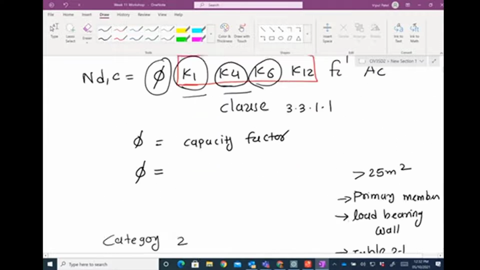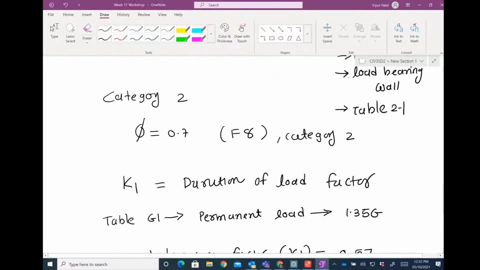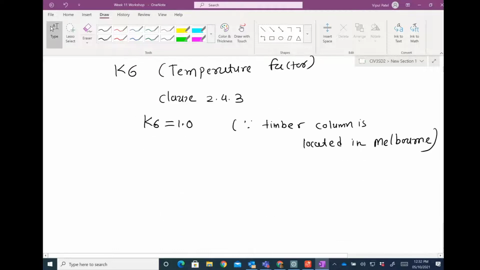Now the next one is quite a challenging one, which is K12. What is that called? K12 is called the stability factor.